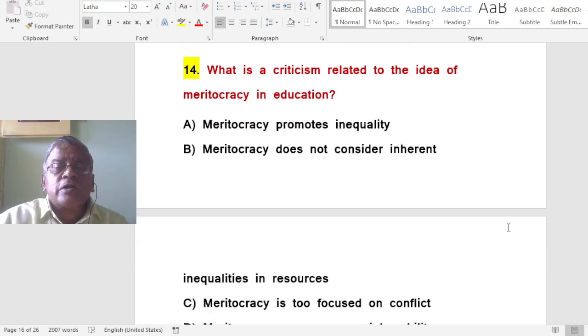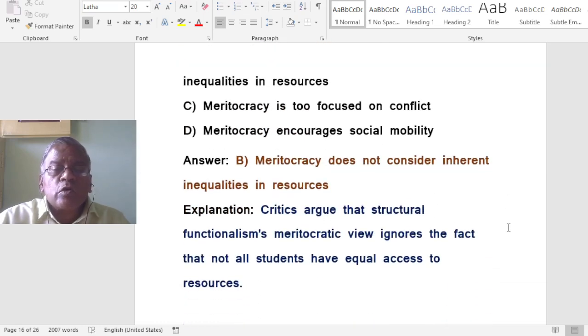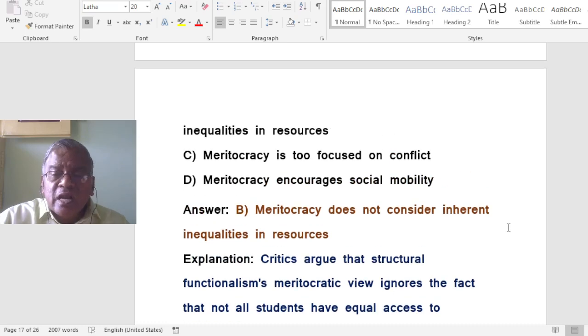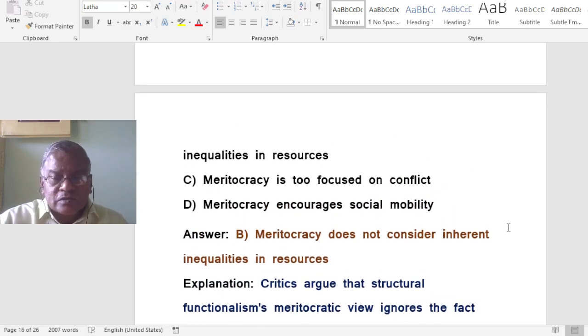What is the criticism related to the idea of meritocracy in education? Meritocracy promotes inequality. Meritocracy does not consider inherent inequalities in resources. Meritocracy is too focused on conflict. Meritocracy encourages social mobility. Meritocracy does not consider inherent inequalities in resources. There are so many inequalities, and meritocracy doesn't bother about them. Those who are talented are simply awarded. But what about the poor children who can't afford certain facilities at home? That is the criticism here.